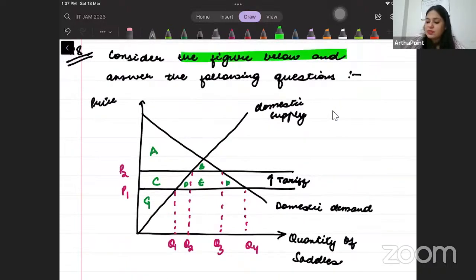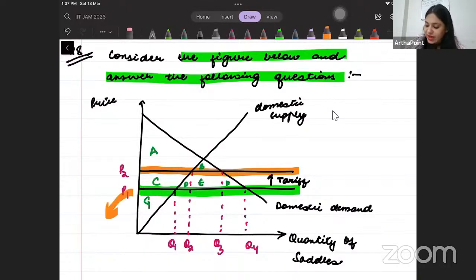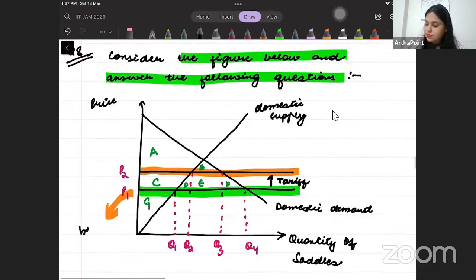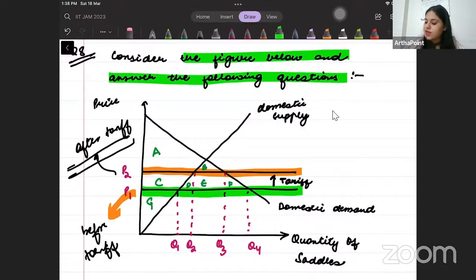Consider the following figure below and answer the following questions. So what is happening here is that this is your before trade and this is what happens after trade price. Okay. Both are after trade price. This is free trade only. This is before tariff. And then you have some tariff and this is after tariff. And this is the amount of tariff that you have.